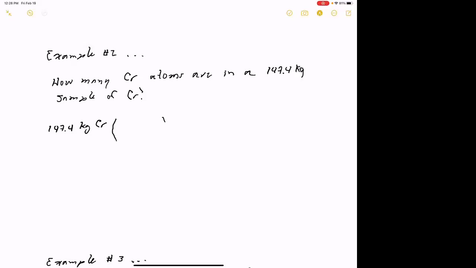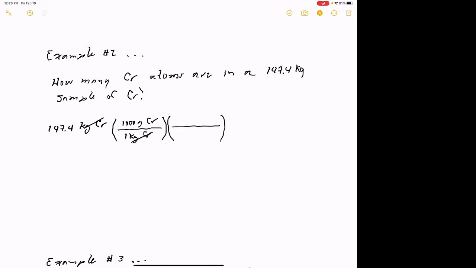Now, the first thing I want to do is get rid of those kilograms, right? I need to get to grams so I can use the gram to mole conversion. So I know that 1 kilogram of chromium has a mass of 1,000 grams of chromium. Okay, keeping that identifier in there. Now I can use the gram to mole conversion. Okay, so I've got grams of chromium. Now I can get to moles of chromium.